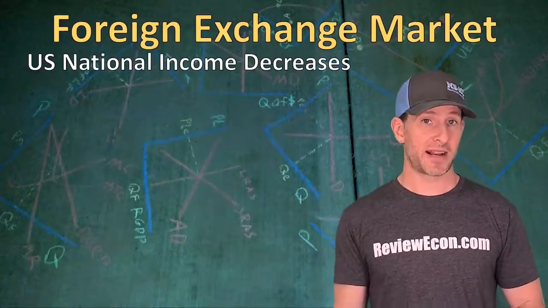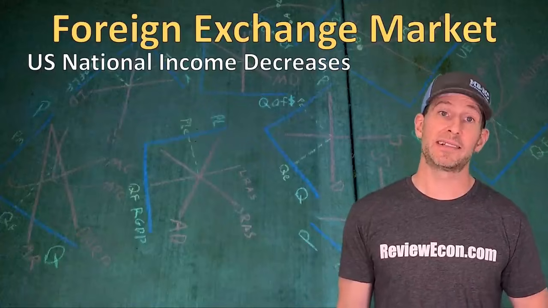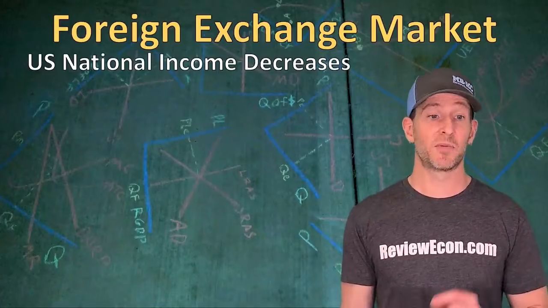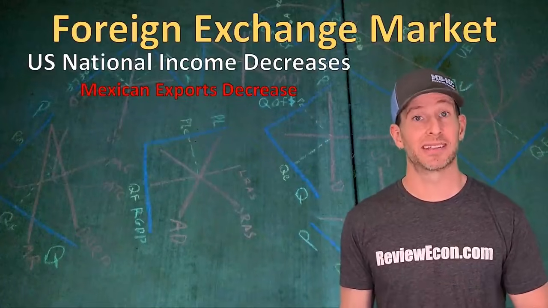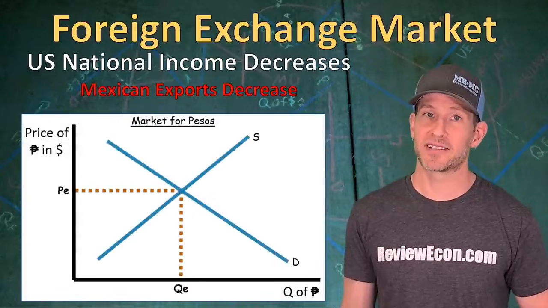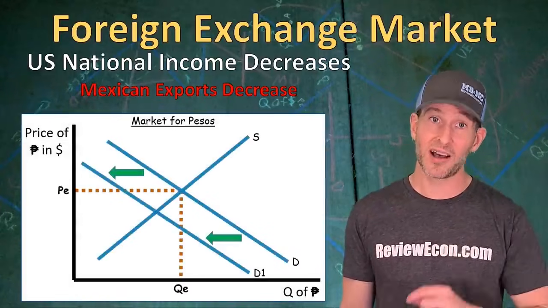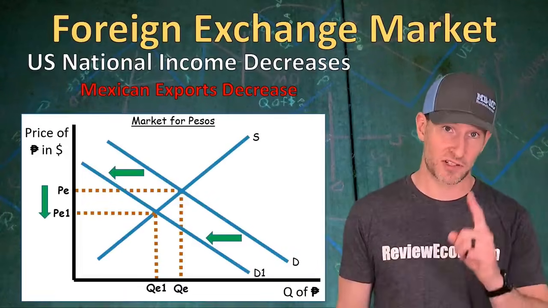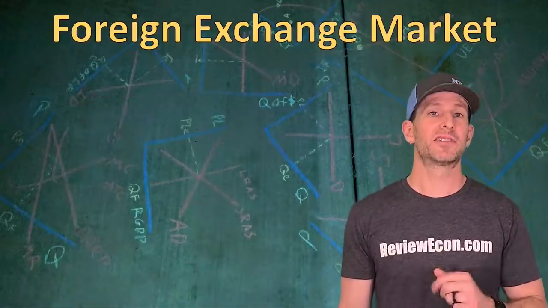If we look at this from the Mexican peso perspective, we would see that a decrease in US national income would lead to Mexico exporting less. When that happens, the demand for the Mexican peso is going to decrease, and that will cause the Mexican peso to depreciate, which means the exchange rate fell. Let's do one more example.